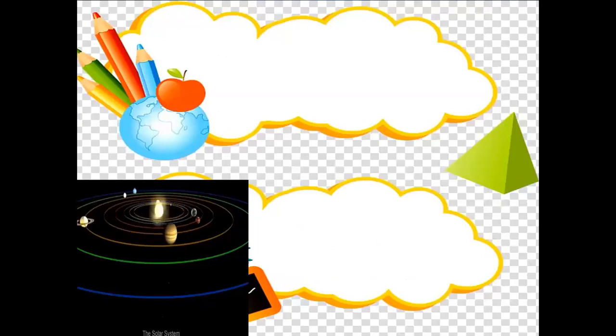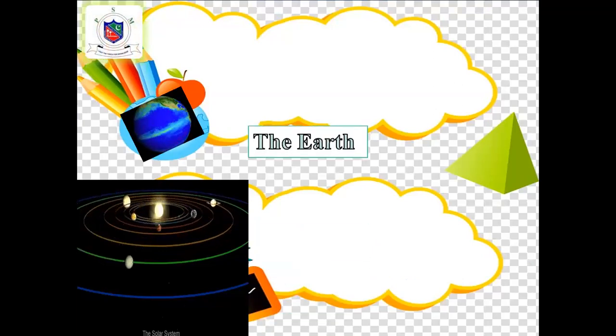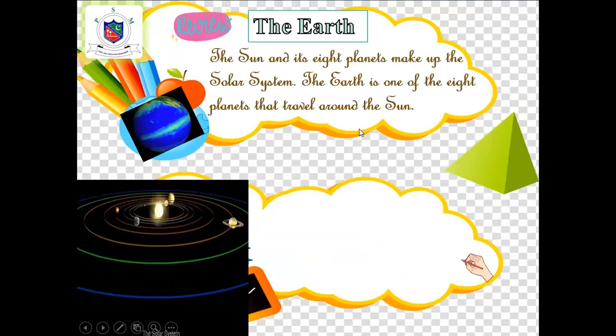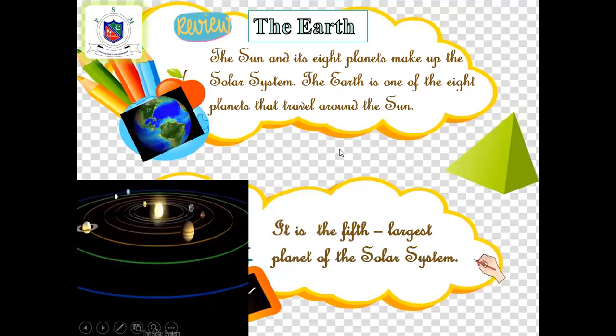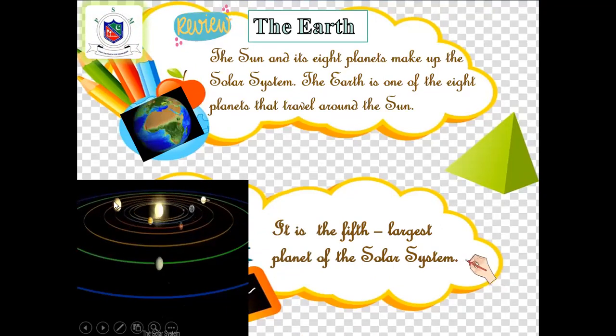So what did we learn about the Earth, students? The Sun and its 8 planets make up the solar system. The Earth is one of the 8 planets that travel around the Sun. It is the 5th largest planet of the solar system. The planets follow oval paths or orbits, so their distance from the Sun is always changing.